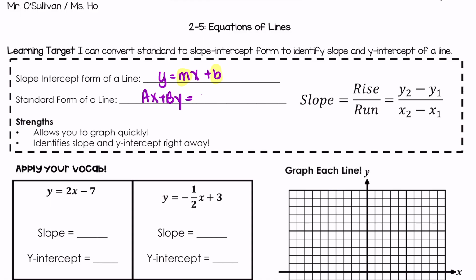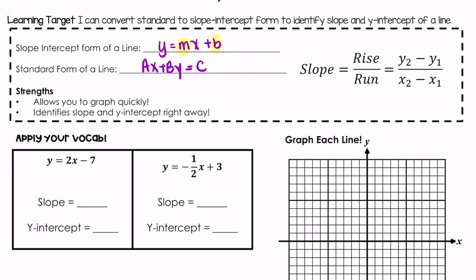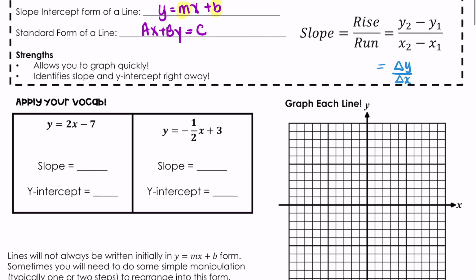The nice thing about this form is that it allows you to find your x-intercepts and y-intercepts super quick. On the right-hand side, you see our slope formula, which you might hear us say is rise over run. We also use the formula y2 minus y1 over x2 minus x1. And if we're feeling really fancy, we sometimes use delta y over delta x for the change in y over the change in x. So now let's look at our vocab section.